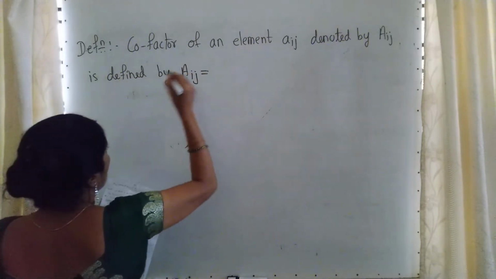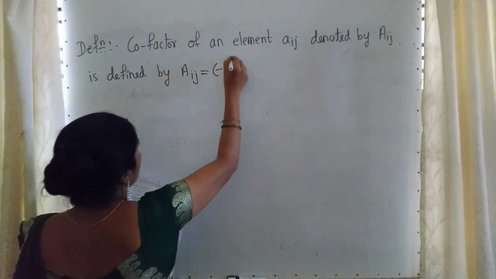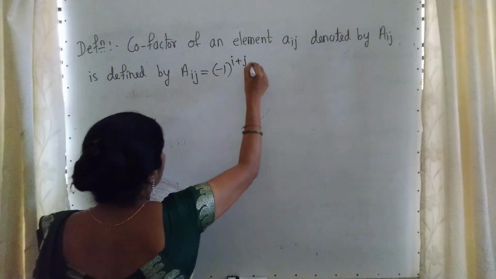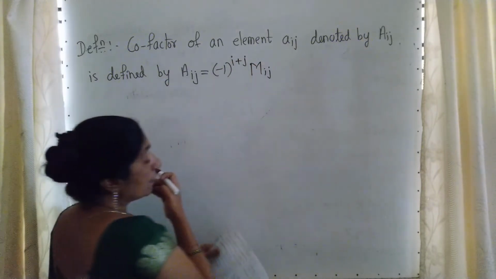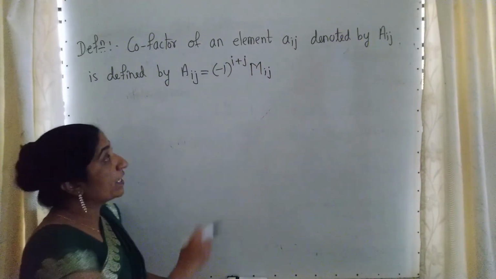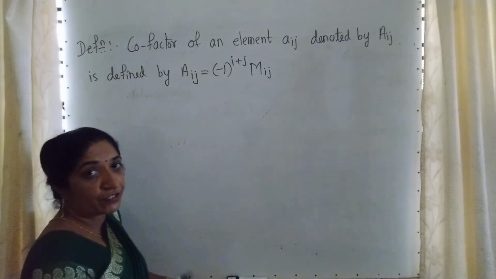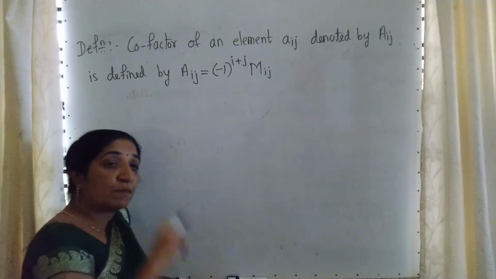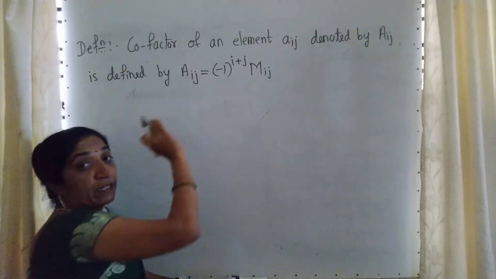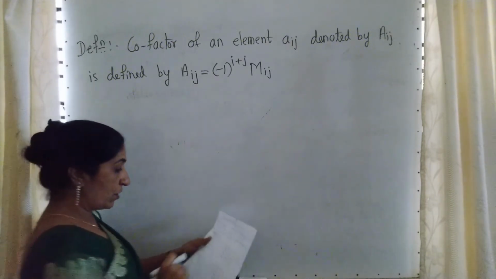Aij is equal to minus 1 raised to i plus j Mij. That means for the minor we have to write this, we have to add this minus 1 raised to i plus j. And don't worry, I will give you the simple concept before. Without writing this also, I will give you the simple concept.